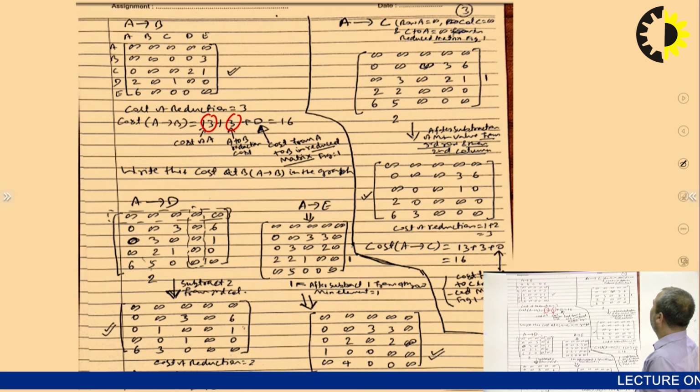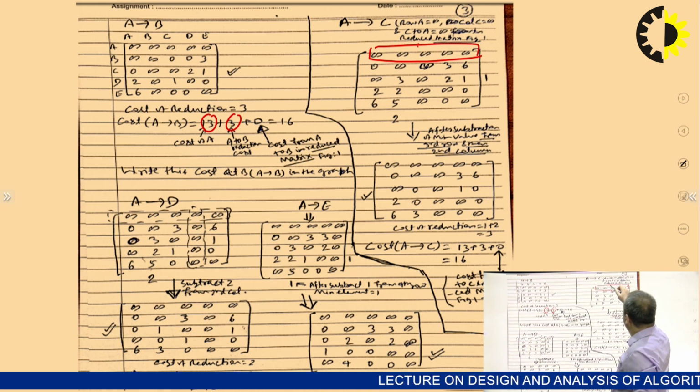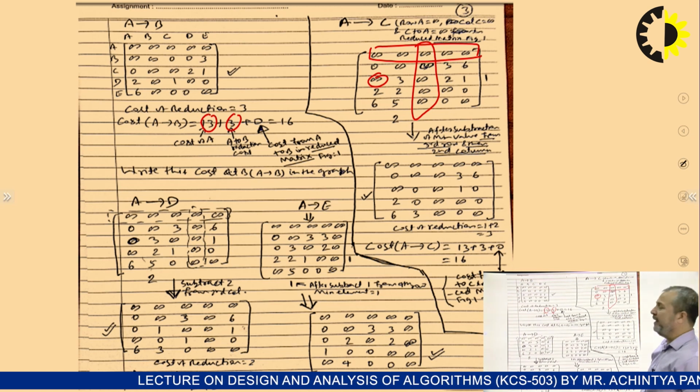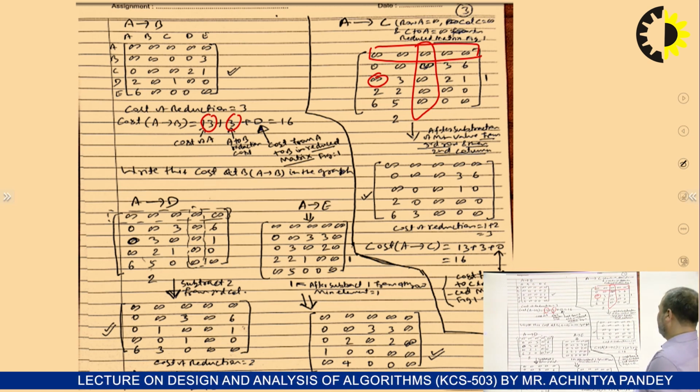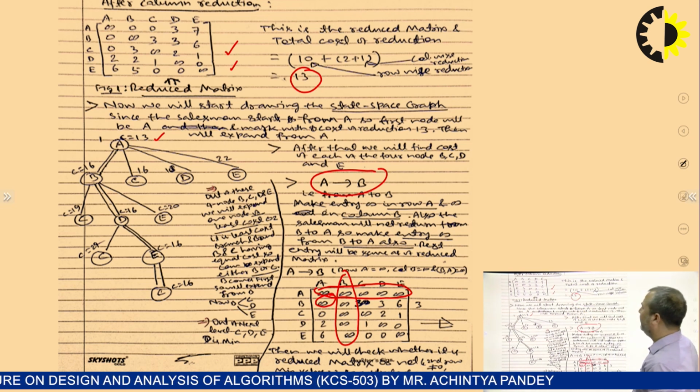Like this. Similarly, A to C. So how will we find it? The row A first must be infinite. The column C must be infinite, and C to A must also be infinite. The rest of the entries will be the same as the reduced cost matrix, like this one. Okay.